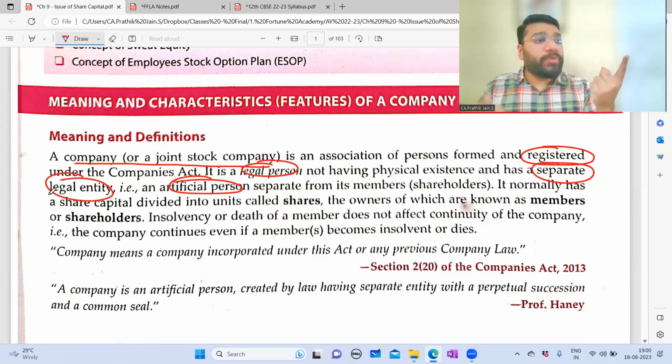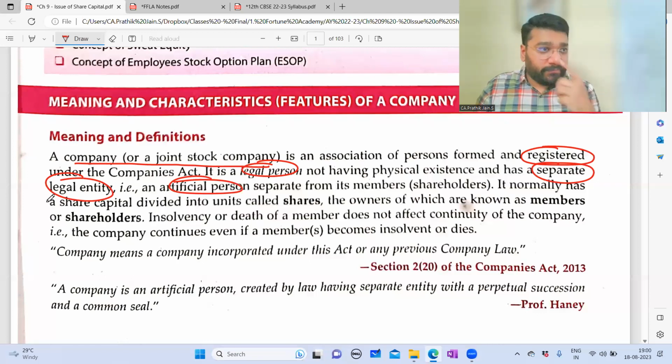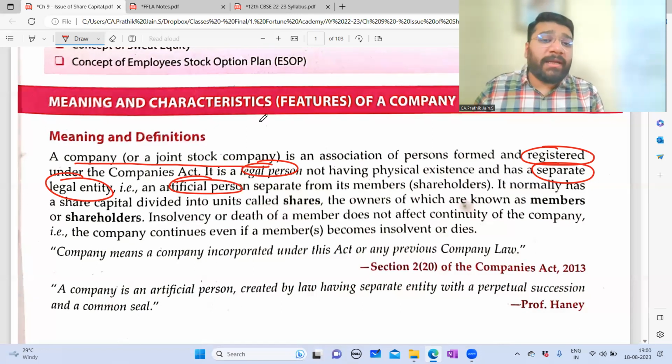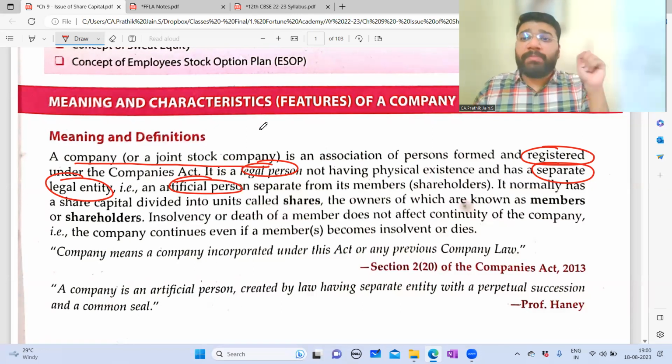So a company is different from its owner. If a firm is registered, it's not compulsory, but does that make it a legal person? The question that arises is, sir, a partnership concern, if registered, what is the status? If not registered with the government, what is the status? The status is still legal person only.